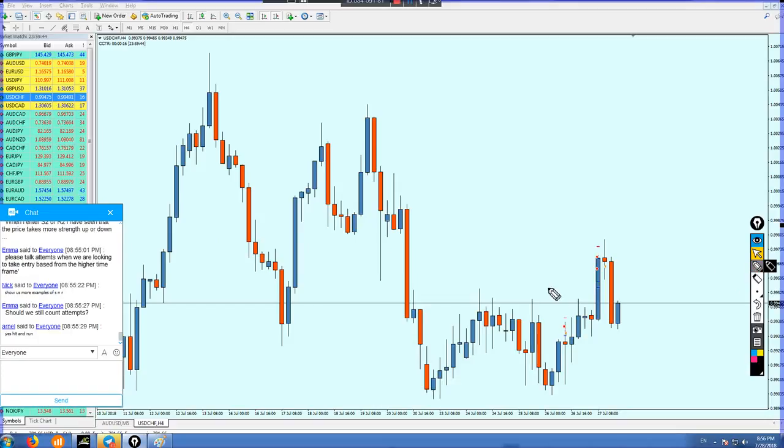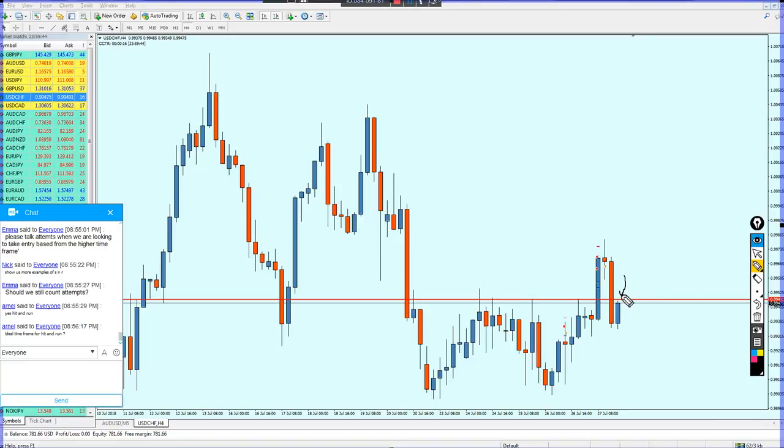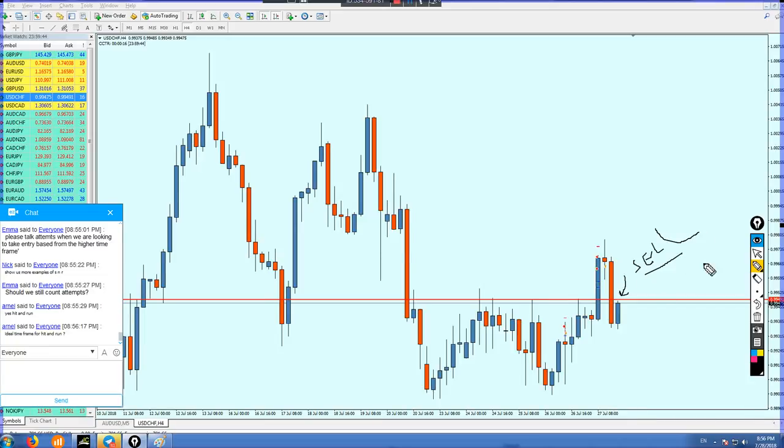Okay. Guys, what do you think about this trade here? If I draw my line in a way touching all the wicks, can I place sell here? This is off the topic, I just want to ask you a question. Can I place sell here? Okay, good, good.